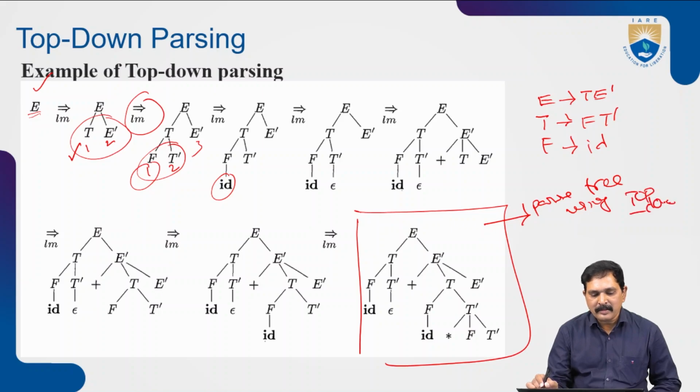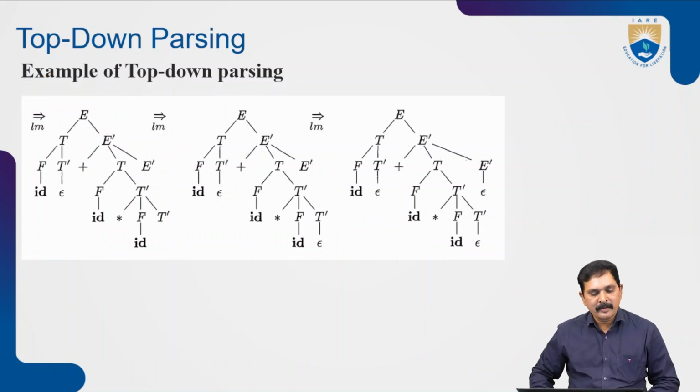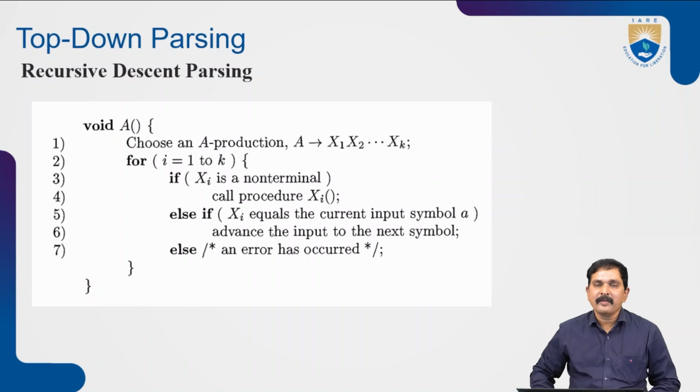This result you finally get when applying a series of steps. At every step you try to expand the tree with the idea of leftmost derivations. So with each leftmost derivation the tree is expanded, and finally you get one parse tree. That is the aim or object of top-down parsing: to construct a parse tree using leftmost derivations only. These are the ideas regarding the example of top-down parsing.